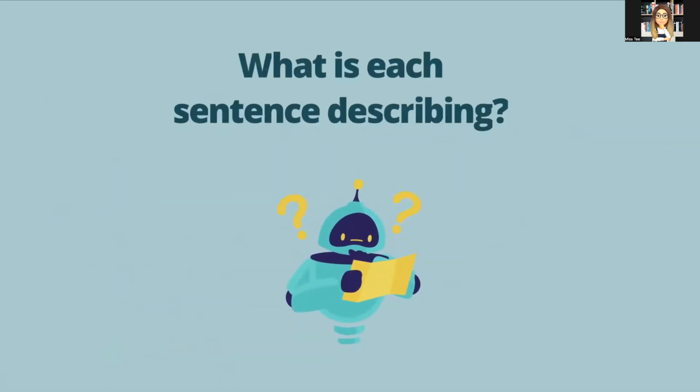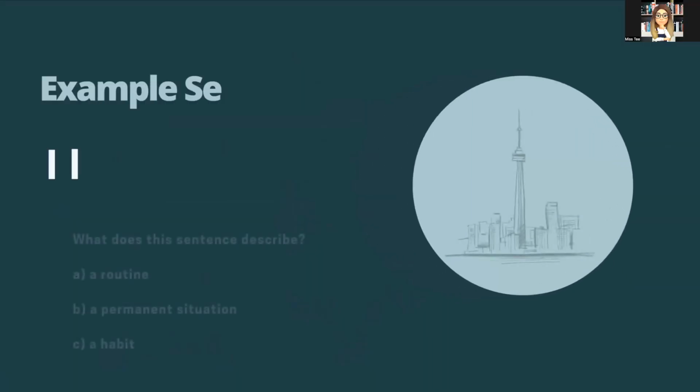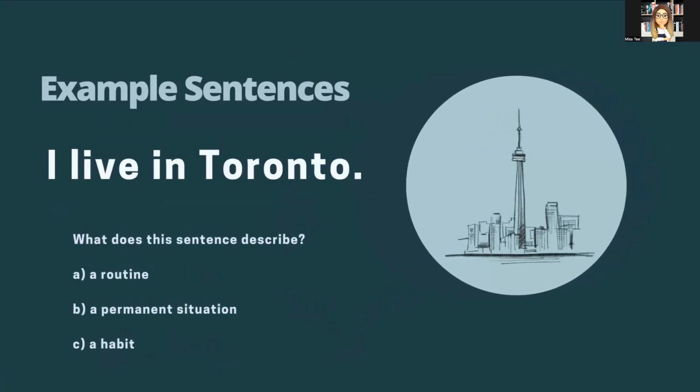Now, it's time for a little quiz. Think about what is each sentence describing? Let's look at each example sentence and identify what it is describing. Here's the first one. I live in Toronto. So what does this sentence describe? A, a routine, B, a permanent situation, or C, a habit? What do we think?